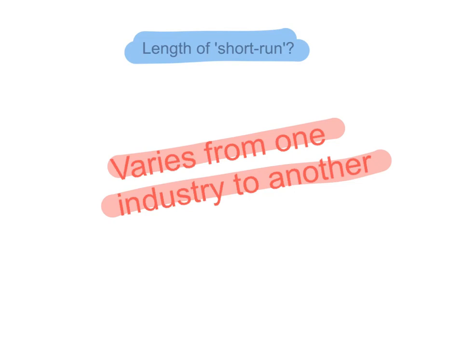But for a nuclear power plant, a plant that produces electricity from nuclear energy, it might take years to install new nuclear generators, for example. So the short run will differ from one industry to another depending on how long it will take for all factors of production to be variable or to be changed.